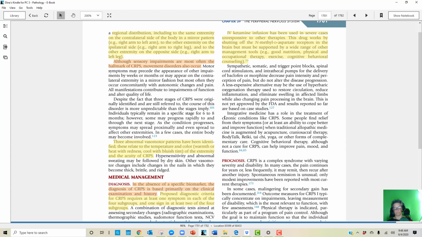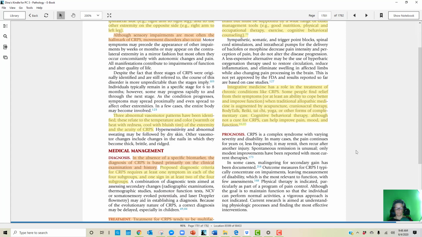Cognitive behavioral therapy, although not a cure for CRPS, can help improve pain, mood, and function. Prognosis: CRPS is a complex syndrome with varying severity and disability. In many cases, the pain continues for years or, less frequently, it may remit, then recur after another injury.